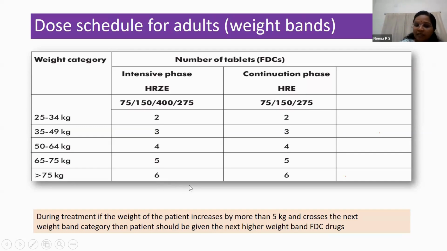And you can change the tablet dose only if the patient is gaining weight. That is, he increases his weight by more than 5 kg and is crossing the next weight band. Then you can shift to the next higher weight band. For example, if the initial pre-treatment weight was 33 kg, and now he has increased his weight by 5 kg, maybe it is around 38, then you can change to the next weight band, that is 3 tablets. Otherwise, just by increasing 34 to 35 kg, you needn't change the weight band. I think I'm clear.